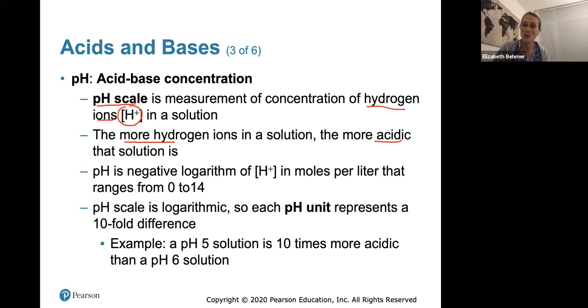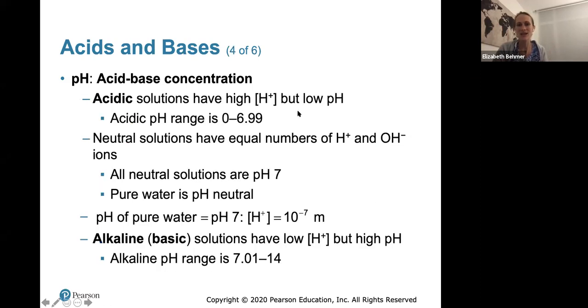What you guys need to know, and what will be a test question, is just to know that the pH scale measures the concentration of hydrogen ions in a solution, so that the more hydrogen ions we have in a solution, the more acidic it will be. And if a solution is acidic, it will have a pH range of 0 to 6.99. Neutral solutions always have a pH of 7, and I know I'm doing a terrible job circling that. So pure water with no extra ions or electrolytes is pH neutral of 7.